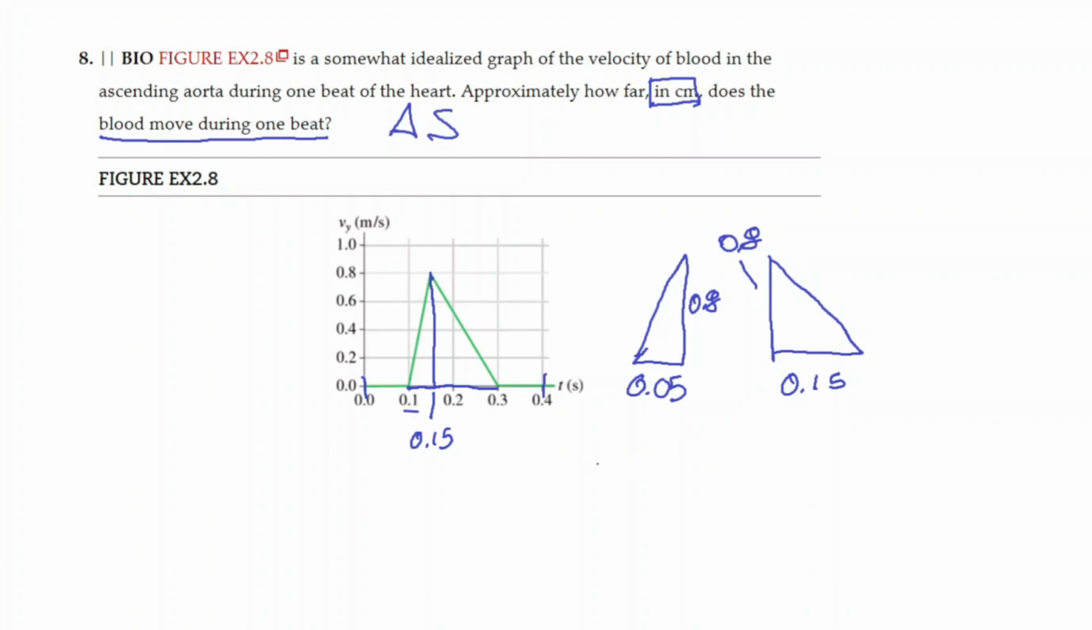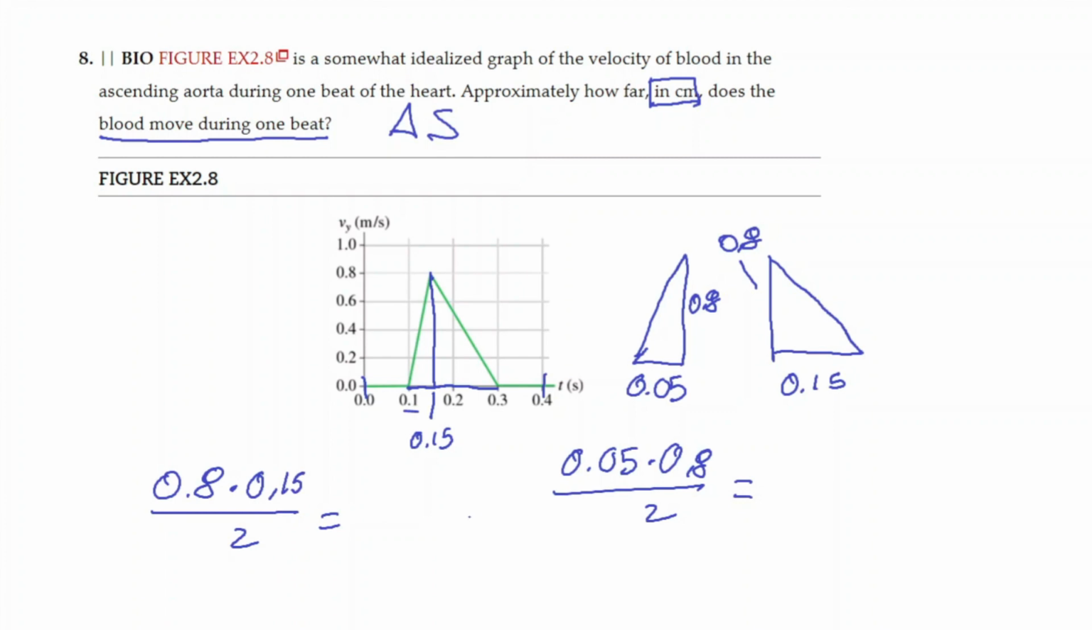And now we just calculate the area of the triangles, which is going to be 0.05 times 0.8 over 2. And then we would also have 0.8 times 0.15 divided by 2. If you do the calculations, you'll have 0.02 meters for the first one, and the second one you'll have 0.06 meters. And now we just add the areas of both triangles together, and we would have 0.08 meters, which is how much the blood moves during one beat.